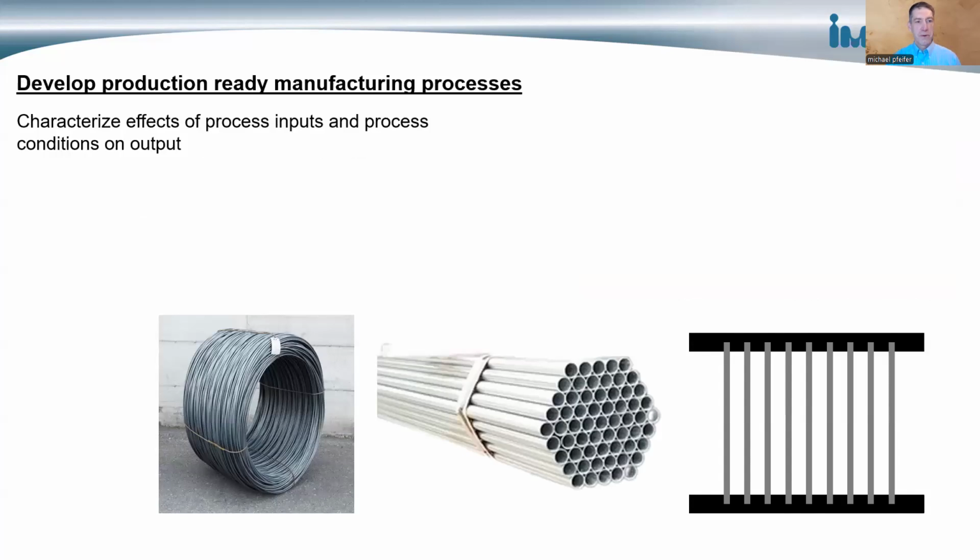So we want to develop production-ready manufacturing processes, which means characterizing the effects of the process inputs and process conditions on the output. So the process inputs are the materials that are going in. It's understanding what are the properties of the materials that are needed, what microstructure is needed, what types of defects are allowable, and what's the maximum amount of the defects that are allowable. Also the process conditions, understanding their effects on the materials. How do they affect the material properties and the defects?